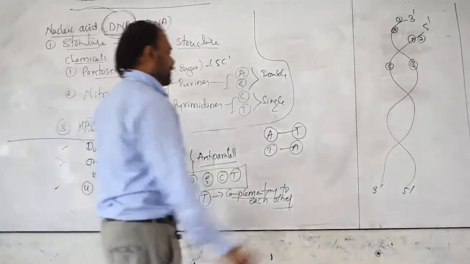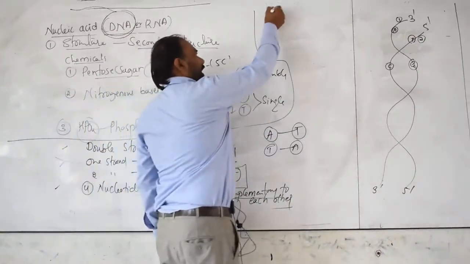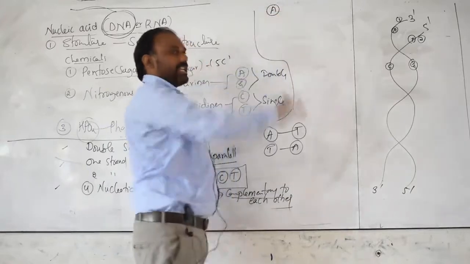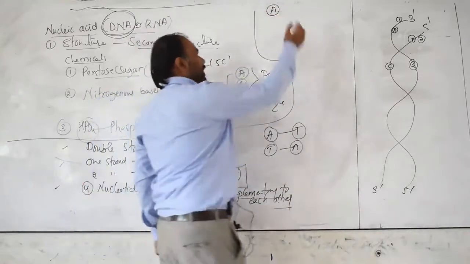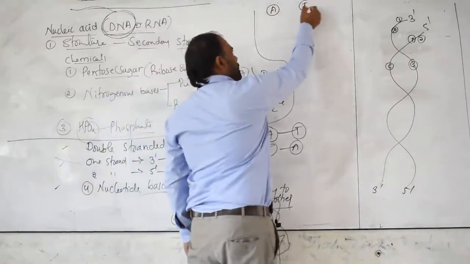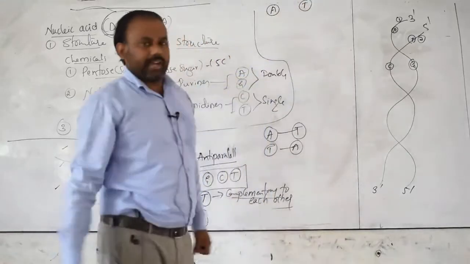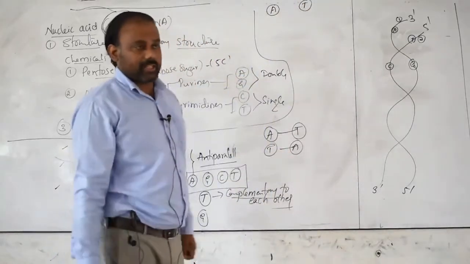The next important sentence is, if adenylic acid or adenine is present in one strand, as I told you, thymine is present in the opposite strand, hence they are called complementary to each other.